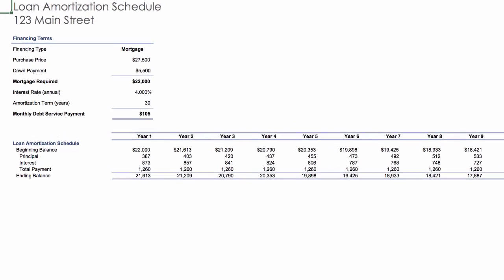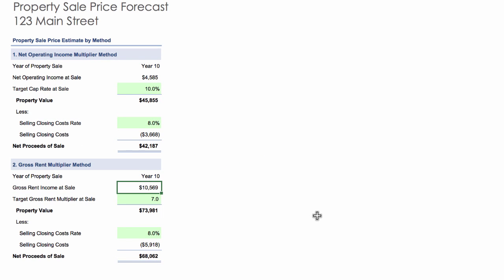And then moving on to the next sheet, the property sale price forecast. This is really just something that you can look at if you are doing that 10-year scenario where your plan is to buy this property, own it for 10 years, increase the rent, watch the appreciation go up over that time frame, and then resell it for a higher price.